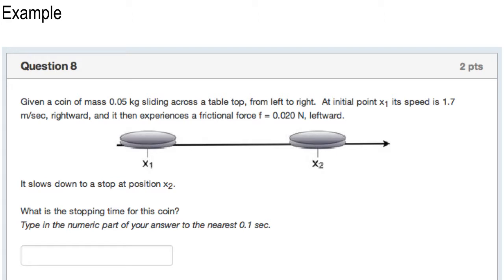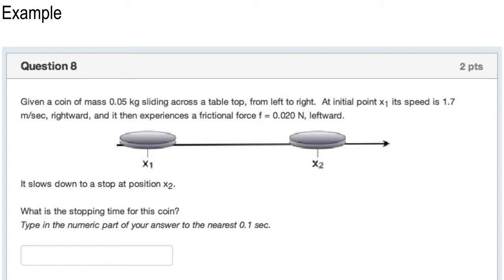Given a coin of mass 0.05 kilograms sliding across a tabletop from left to right. At initial point x1, its speed is 1.7 meters per second rightward. Okay, so that's positive 1.7 meters per second. And it then experiences a frictional force of size F equals 0.020 newtons leftward. Okay, so when we write that down in an equation with other stuff, like the impulse equation, we'll write that down as negative 0.020 newtons.